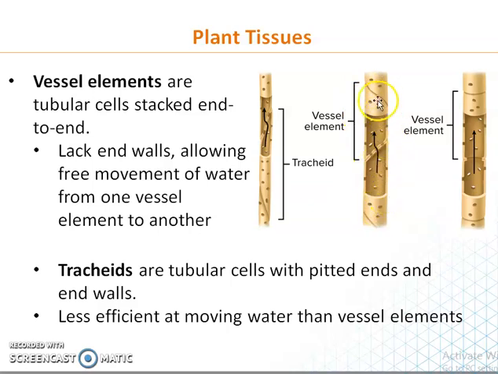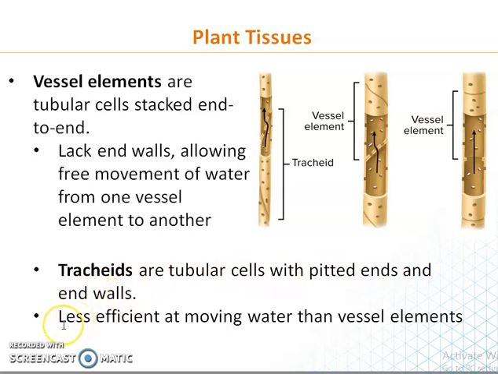This is another one. This is the first one, and this is the start of the third one or the fourth one or the next one. They lack end walls, allowing free movement of water from one vessel element to another. So vessel elements are characterized by the ability of water to move easily between them, in comparison to tracheids, which are tubular cells with pitted ends and end walls.